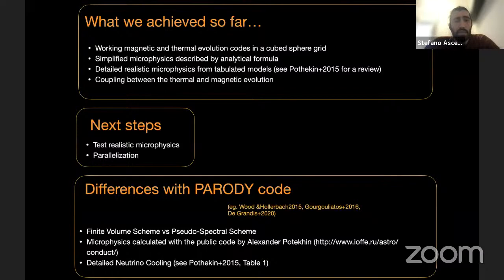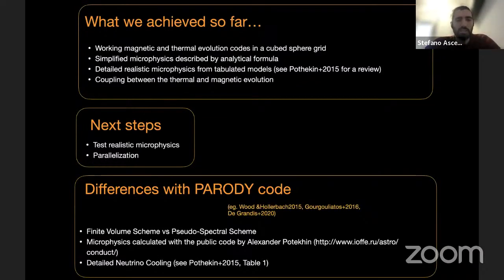And in the last week, thanks to Daniele's work, we also have a more detailed, realistic microphysics that exploits a public code written by Alexander Potekhin, which uses tabulated models for the microphysical quantities such as the heat conduction, the heat capacity, and the neutrino emissivity. And also last week, we performed a coupling between the thermal and the magnetic evolution. So in principle, now our code can run both the thermal and magnetic evolution at the same time.